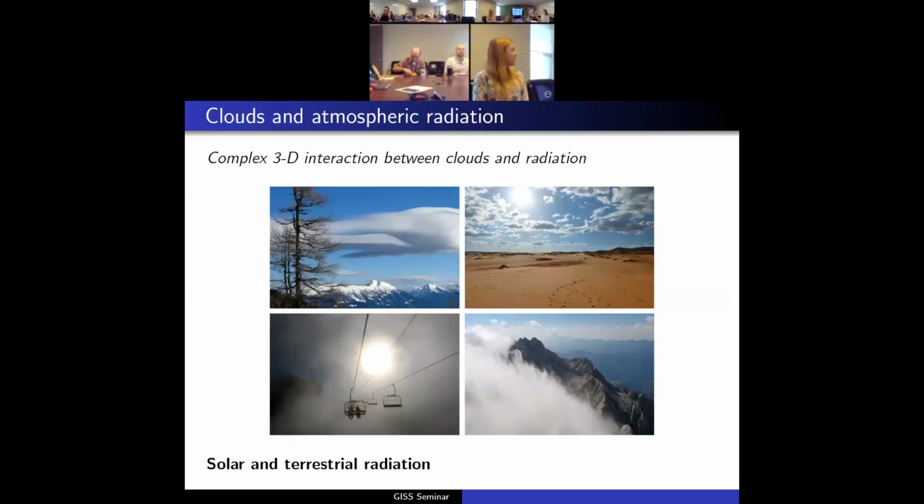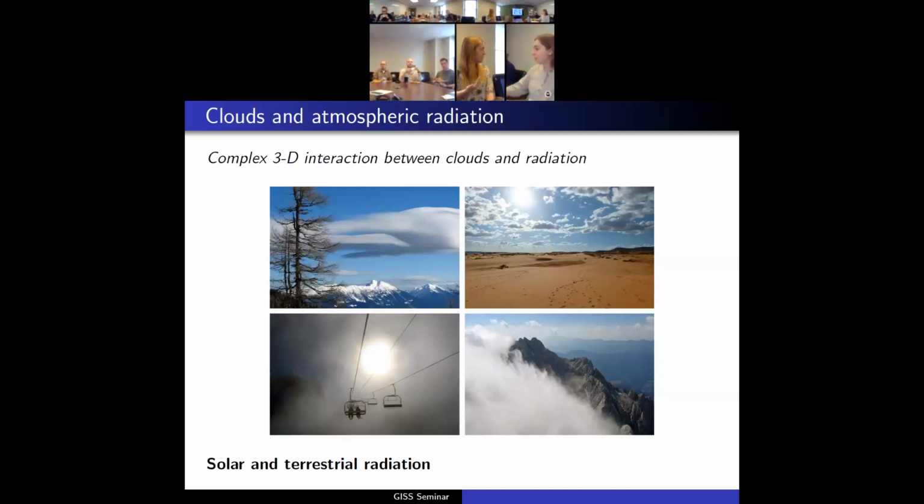So I would start with this introduction slide showing the beauty of versatile cloud types and at the same time the complexity of real 3D interaction between clouds and radiation occurring in a real world. So when we talk about atmospheric radiation, we usually distinguish between solar and terrestrial radiation. And as radiation propagates through the atmosphere, it interacts with the medium, particularly with clouds. So clouds strongly modulate radiative field because they absorb, scatter, and emit radiation. And this is a highly 3D problem, obviously.